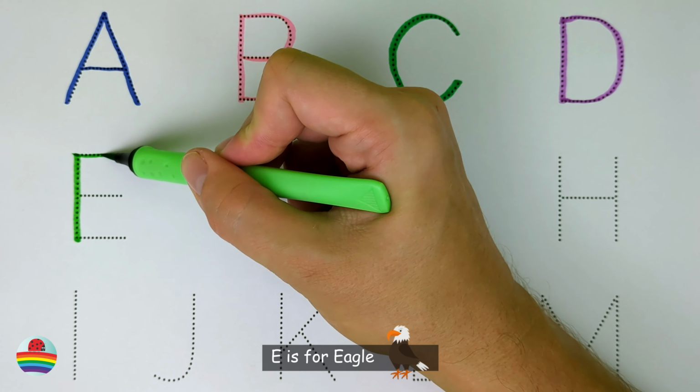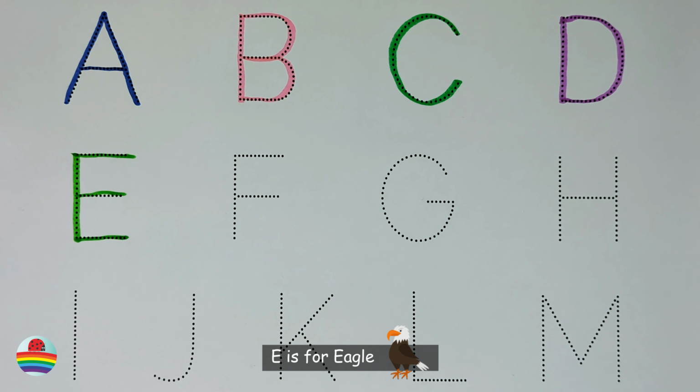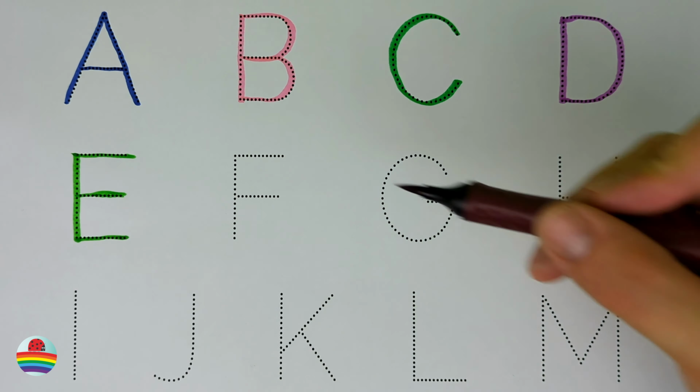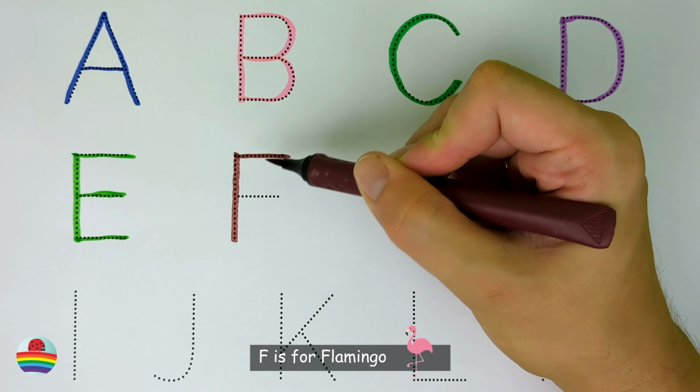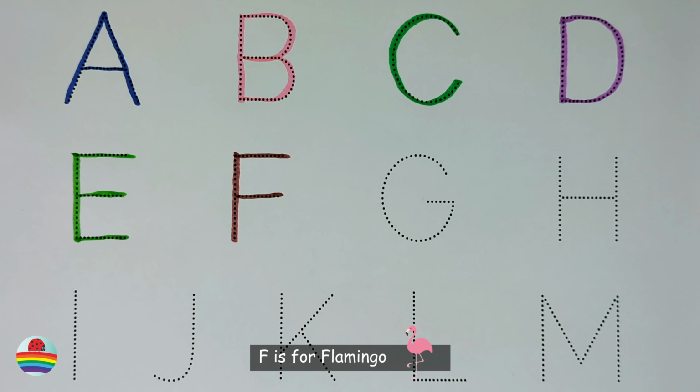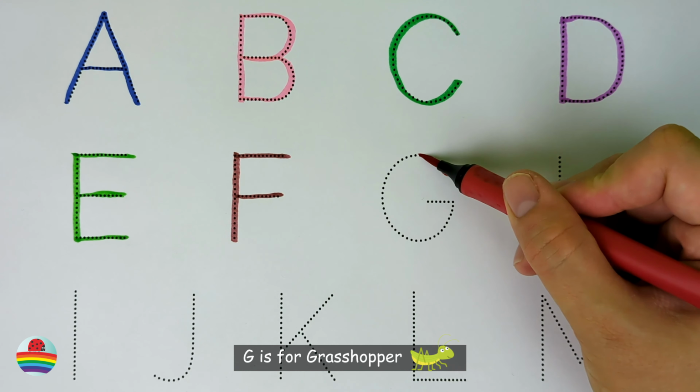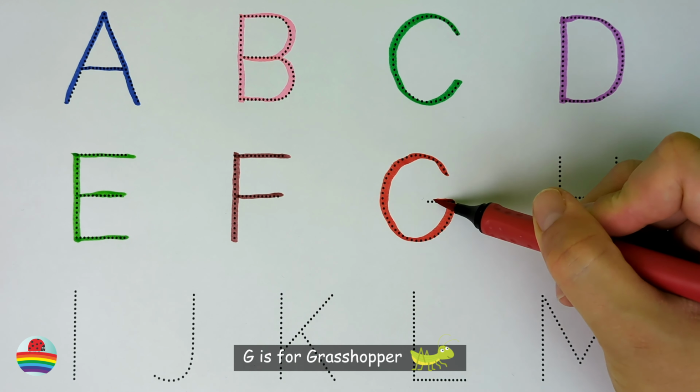E is for eagle. F is for flamingo. G is for grasshopper.